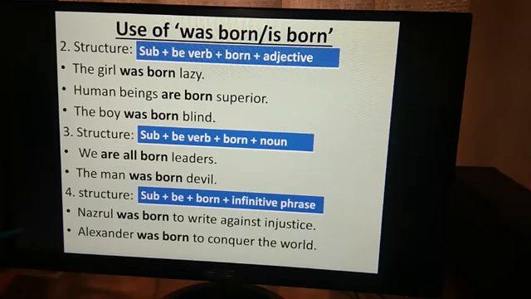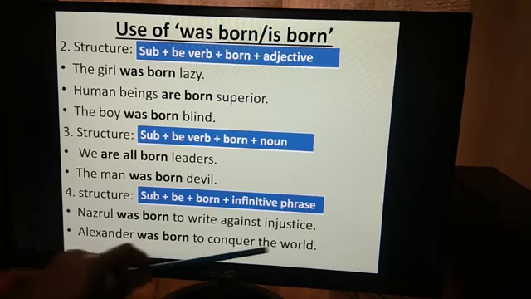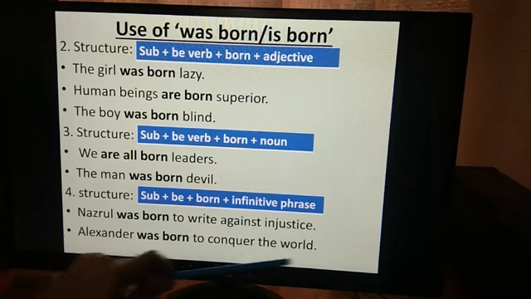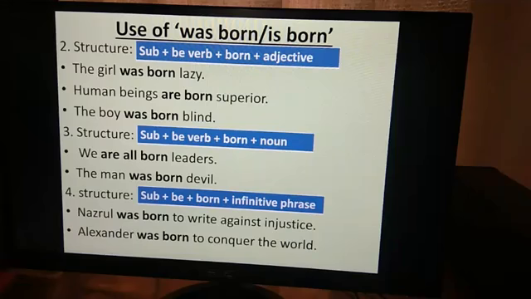Next, Alexander was born to conquer the world. To conquer the world is an infinitive phrase. So subject plus be verb was, then born plus infinitive phrase to conquer the world. Okay, these are the structures following which the phrase was born, is born is used.